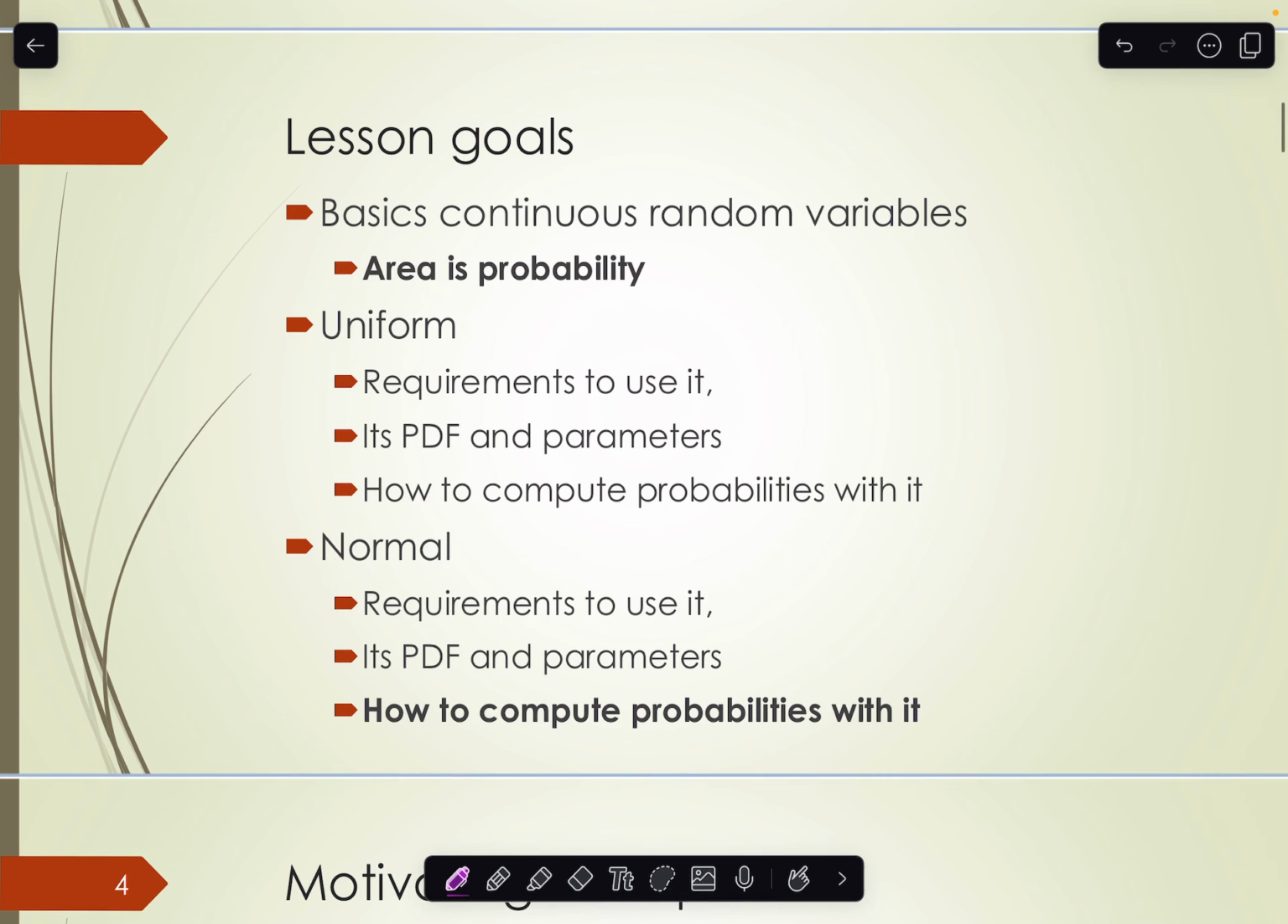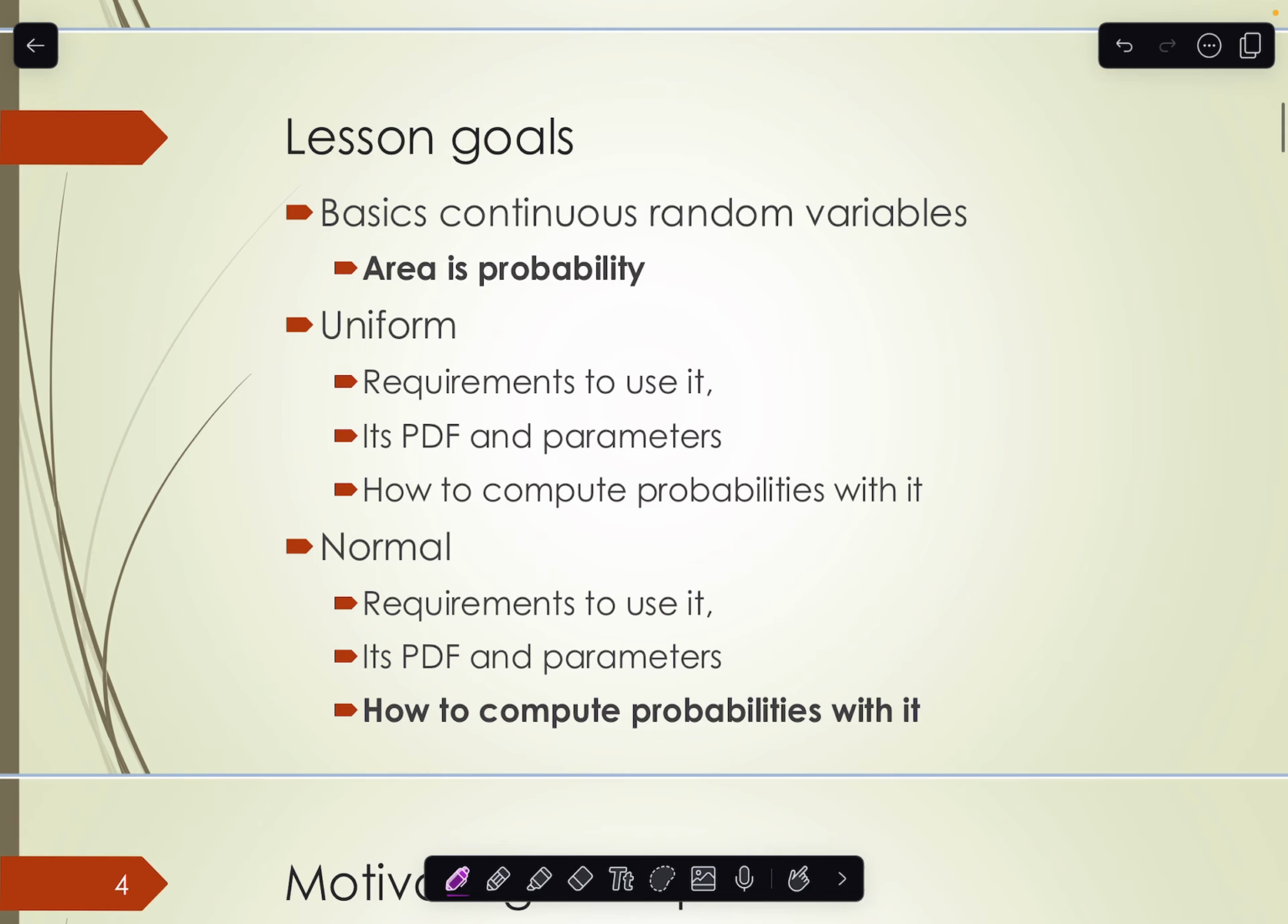The goals for the lesson is to understand this very important concept. Area is probability. So that's the way that continuous random variables work. The area under the density curve represents the probability. That's how you compute probabilities with these. The two distributions we'll be looking at are the uniform and the normal.